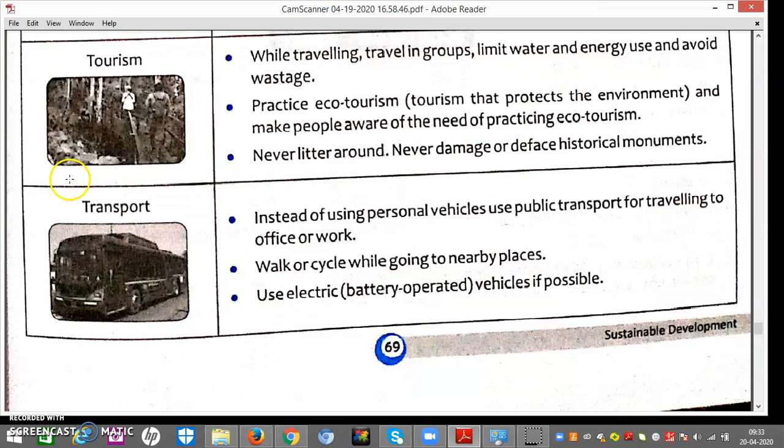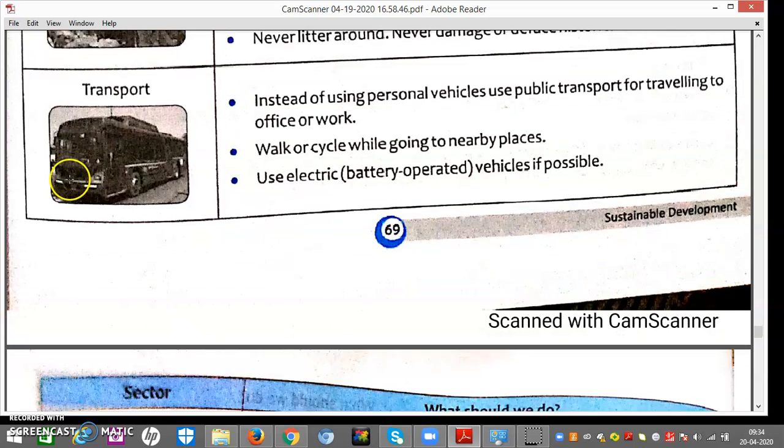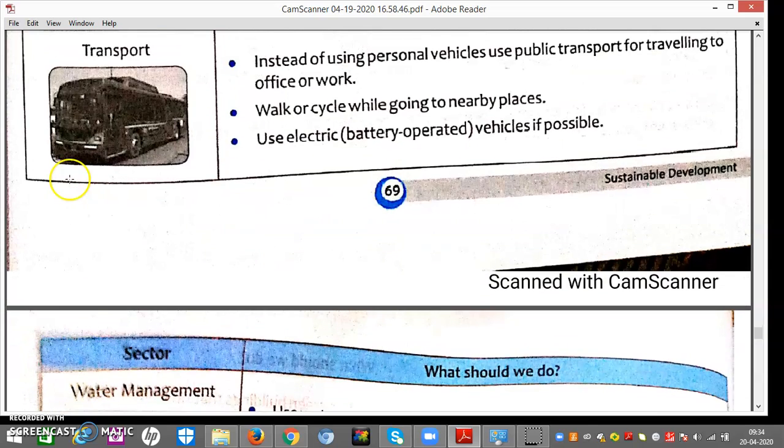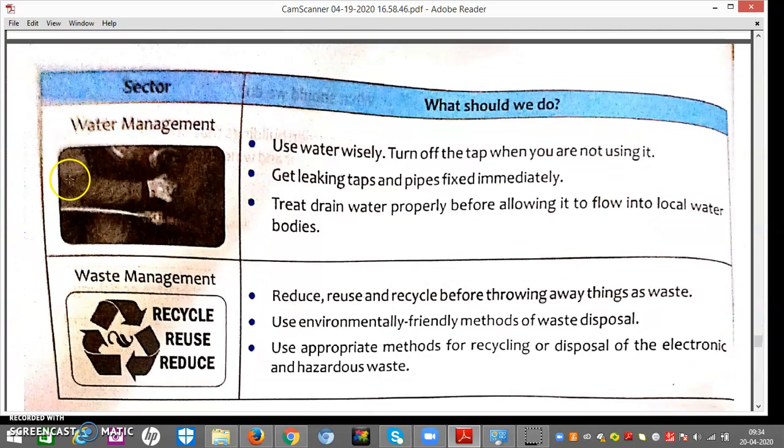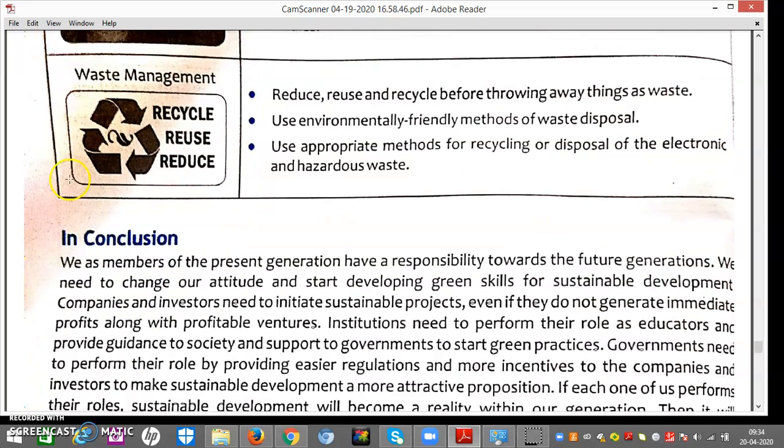While traveling, travel in groups. Limit water, public transports, energy use and avoid wastage. Never litter around, never damage or deface historical monuments. Instead of personal vehicles, use public vehicles, walk or cycle. Water management, use water wisely, get leaking taps fixed.